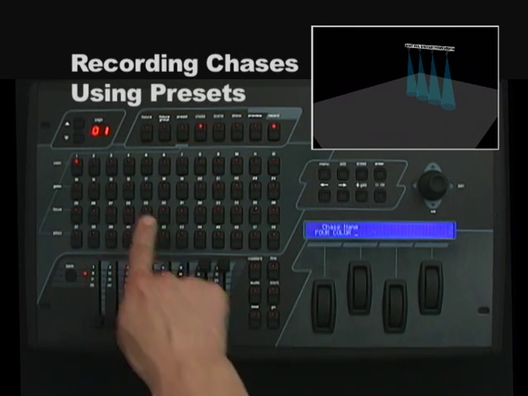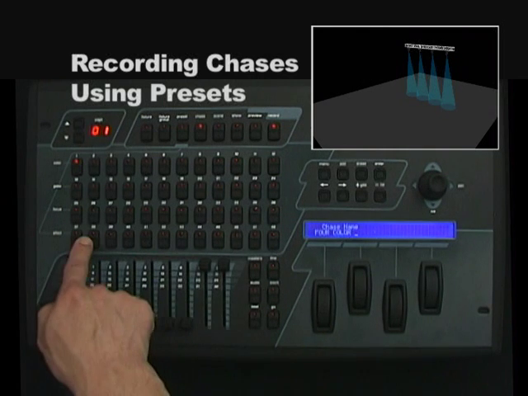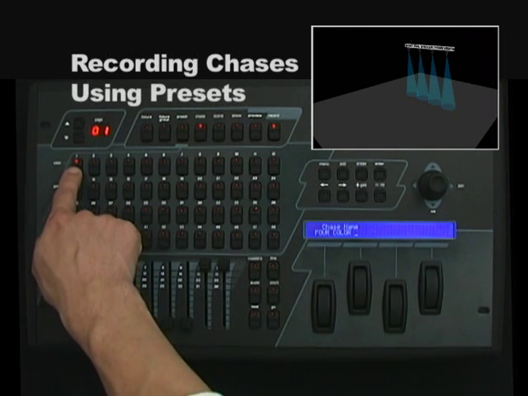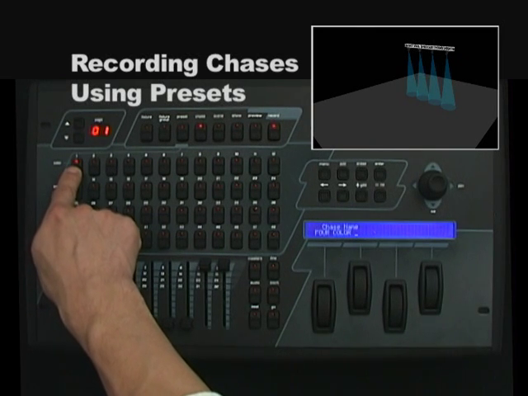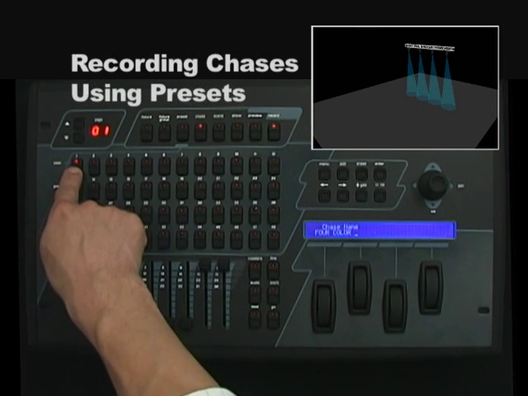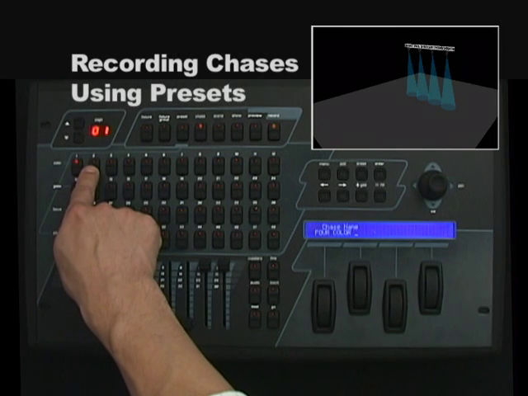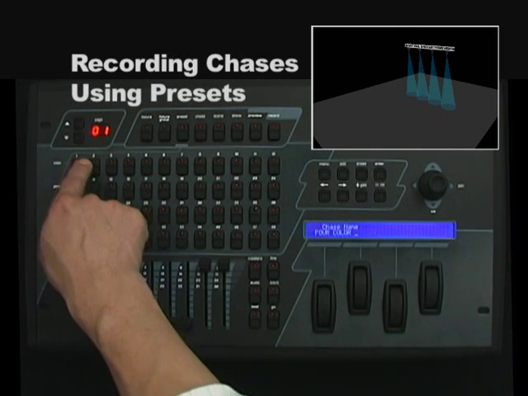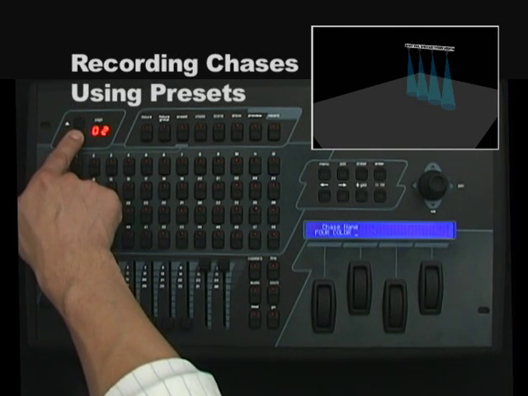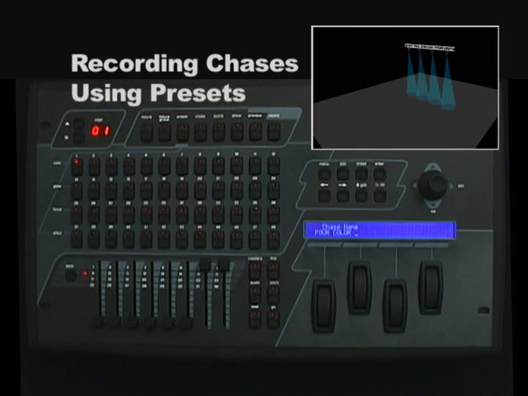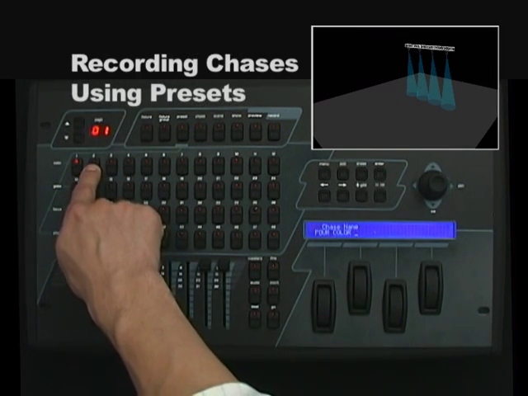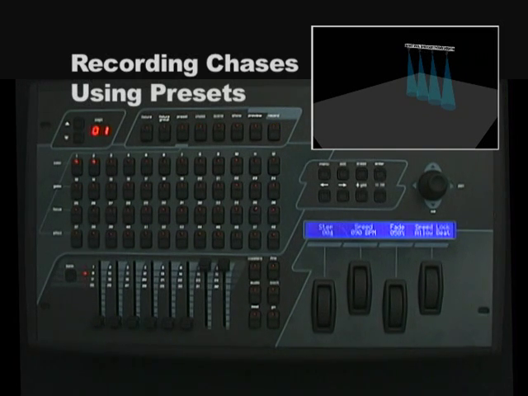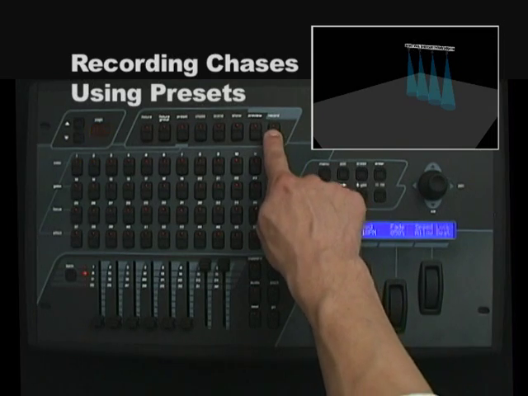I can then save my chase on any of the 48 buttons. However, if you have an LED lit on a button, this indicates that there is already a chase stored there. So unless you want to record over it, select one that does not have a lit LED. You can also use the up and down buttons to scroll between chase pages. I'll select the next available chase button. Our chase will then have been stored. To exit, press the record button.